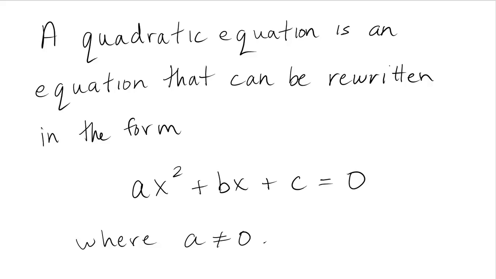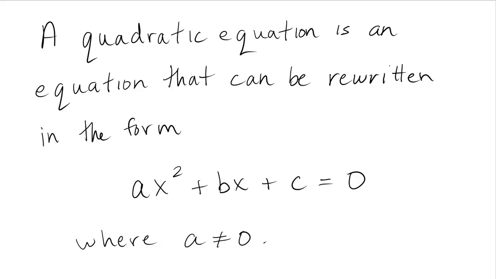The reason for this stipulation at the end is that if a were 0, then 0 times x squared would be 0, and so that first term would cancel away. And at best, we'd be left with a linear equation. A quadratic equation has to contain a term where the variable is squared. To guarantee that that will happen, we can't let a be 0. So another way to describe a quadratic equation is that it's a polynomial equation where the highest exponent on the variable is 2.